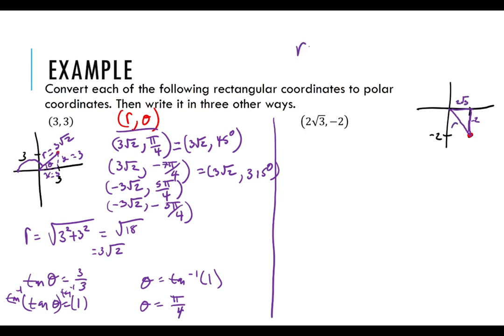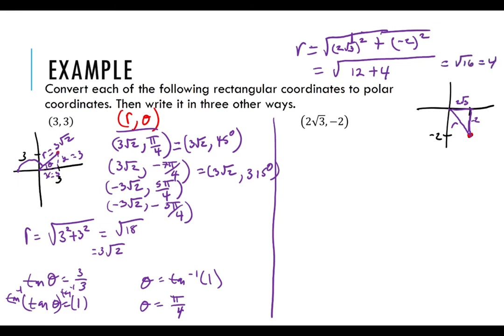Pythagorean theorem. R is equal to the square root of x squared, which is 2 root 3 squared, plus y squared, that's negative 2 quantity squared. And so I get that this is the square root of 4 times 3, or 12, plus negative 2 times negative 2 is positive 4. 12 plus 4 is 16. Square root of 16 is 4. So now I have a radius. Radius is 4. So for polar coordinates, r theta, I get 4.